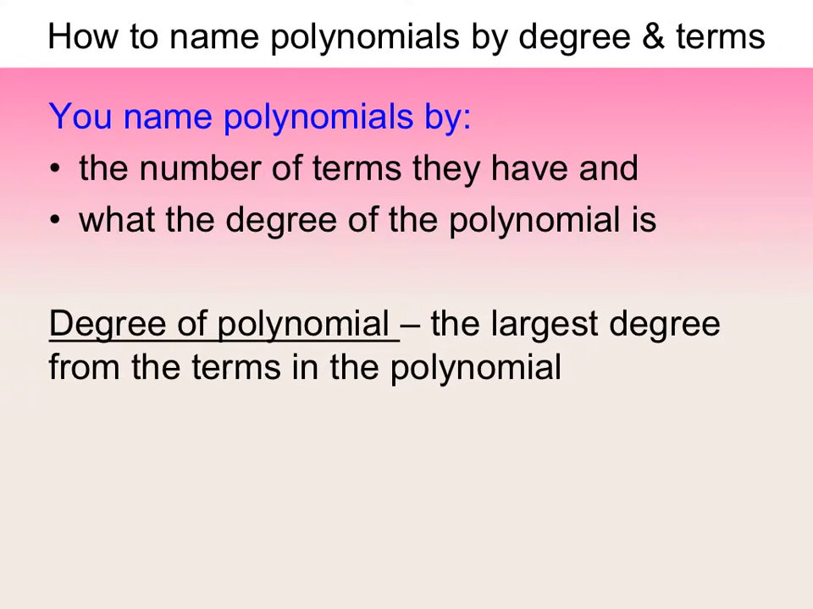Now, we looked at just now how to find the degree of a monomial. The degree of a polynomial is a little different. The degree of a polynomial is just asking you to find the largest degree from all of the terms in the polynomial. So you actually just look at them and find the one that's the biggest, and that's your degree of the polynomial.